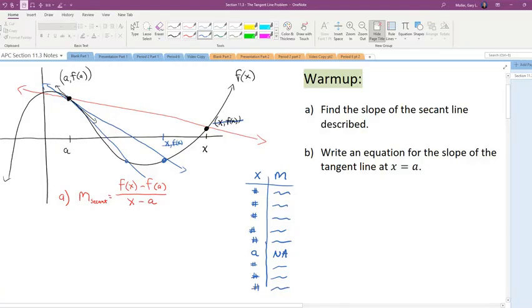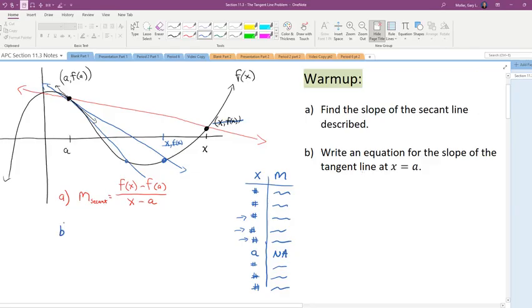What it's going to tell me is hopefully that we see a pattern forming. And if this point that we've picked right here, as we get closer and closer to A, is microscopically close, then essentially we're going to have our answer about what the tangent line is. In other words, and I think everybody who might be listening to this video understands where this is going, part B, write an equation for the slope of the tangent line at x equals A.